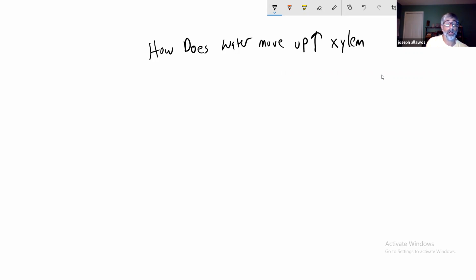around here. The problem is that the xylem is not living. These cells aren't living. And so it's a little bit of a challenge to explain how you can move something without energy, right? Because there's no chemical energy to move the water because the xylem isn't alive. So the theory is called the cohesion tension theory.